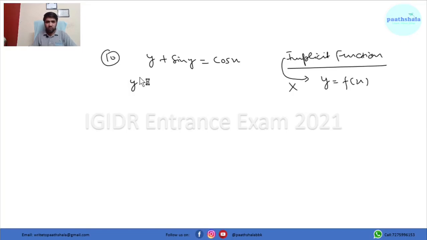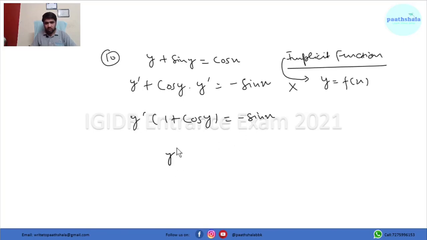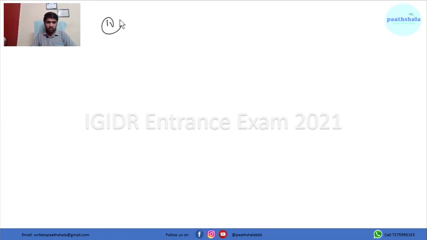For finding the differentiation of an implicit function, we will do it like this. We will differentiate first y, so it will be y dash. Then we will differentiate sine y, so it will be cos y times y dash, and the differentiation of cos x will be minus sine x. Let's take y dash as common. It will become (1 plus cos y) y dash equals minus sine x, and finally we get y dash equals minus sine x upon (1 plus cos y). So this will be the answer. Moving to the next question, that is question number 11.